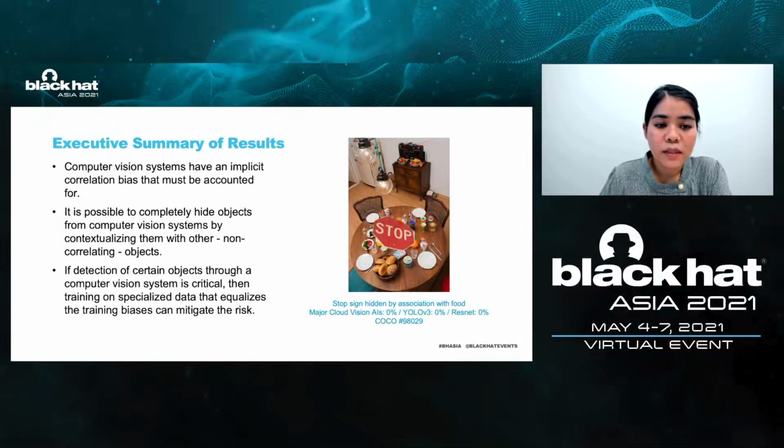With this correlation bias existing in nature, we can easily hide the stop sign in the figure. It's possible to completely hide the stop sign by contextualizing it with other non-correlating objects, like the food in this figure. So if the detection rate of objects through the computer vision system is critical, we need to train on specialized datasets that equalize the training bias. This can mitigate the risk of this kind of attack.